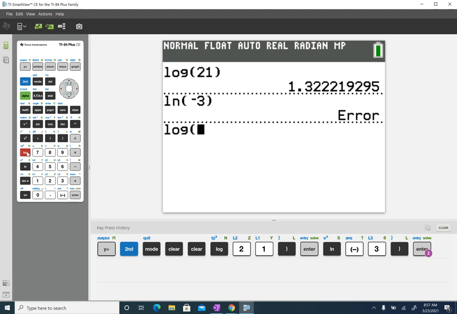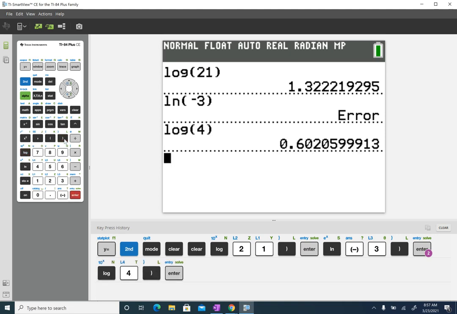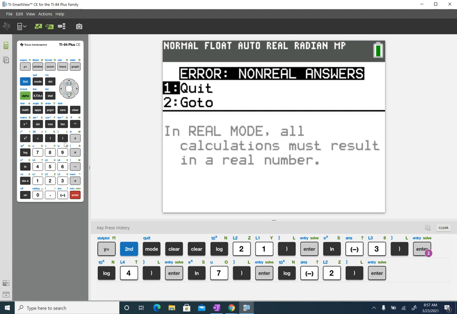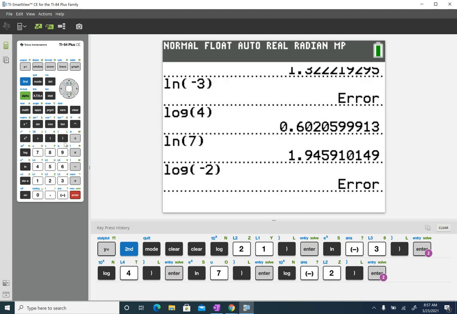Then you want to find the log of 4, so 0.60. Then you want to find the ln of 7, 1.95. And then you want to find the log of -2. Maybe you think that you know what's going to happen. You can see again, it tells you that it's a non-real answer. So as far as we're concerned, that is another no solution.